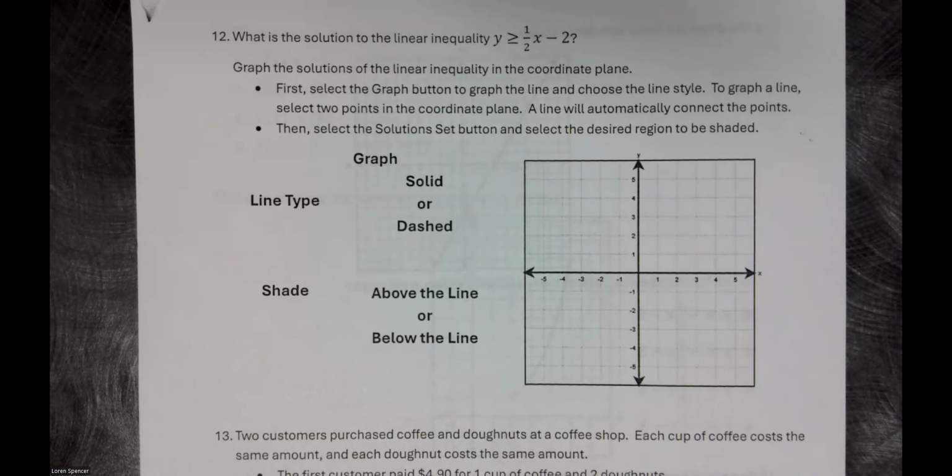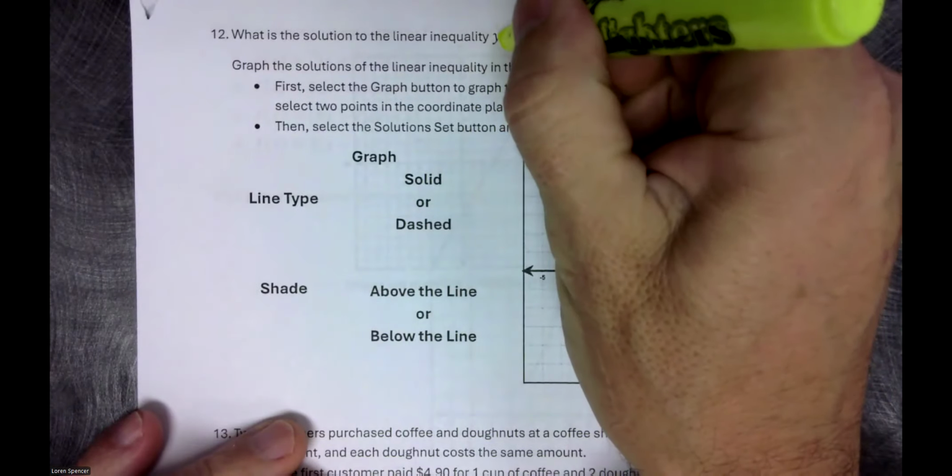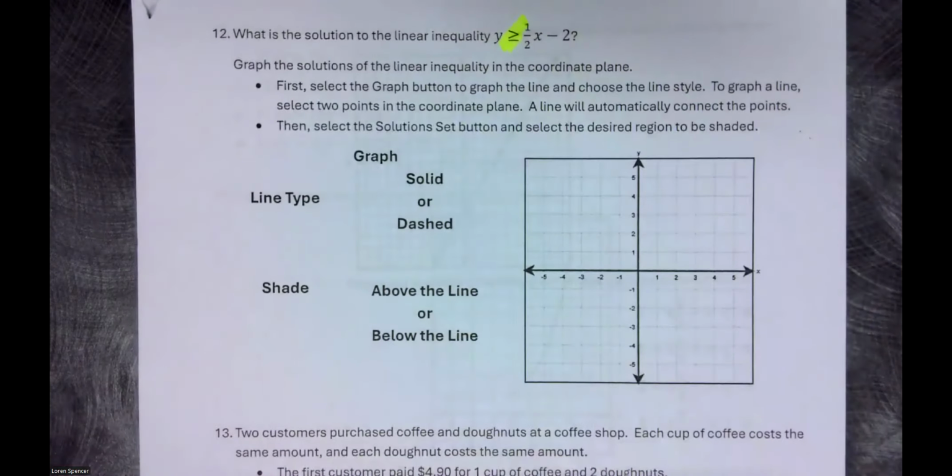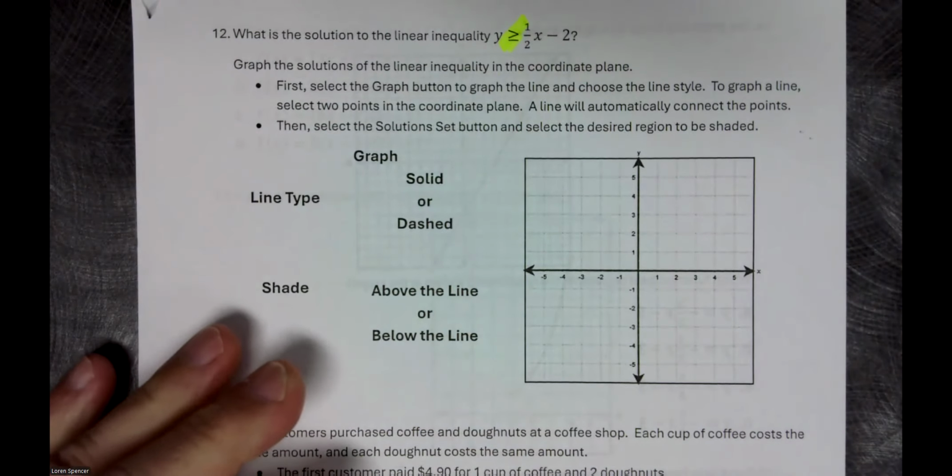So it says, what is the solution to the linear inequality y is greater than or equal to 1/2 x minus 2? Graph the solutions. First off, before we get too far, I want to pay real close attention to this because this will get us our first part of our answer. It says greater than or equal to.